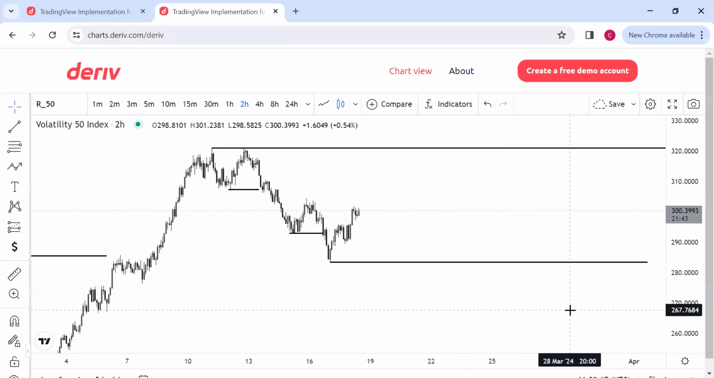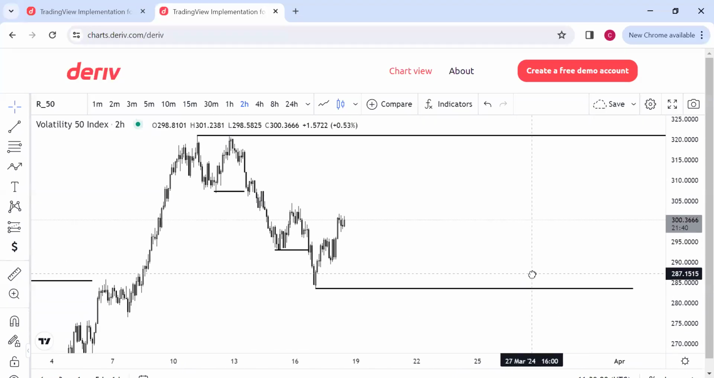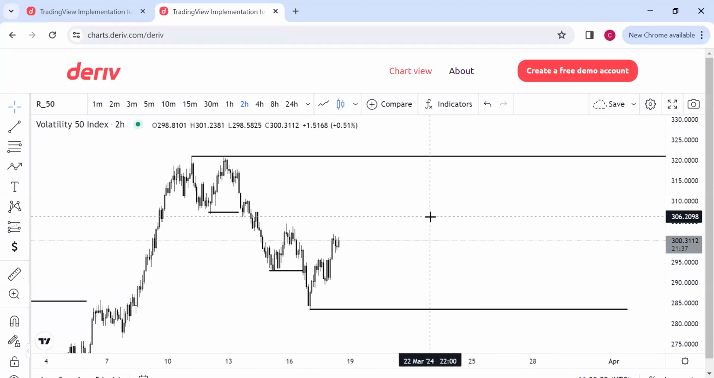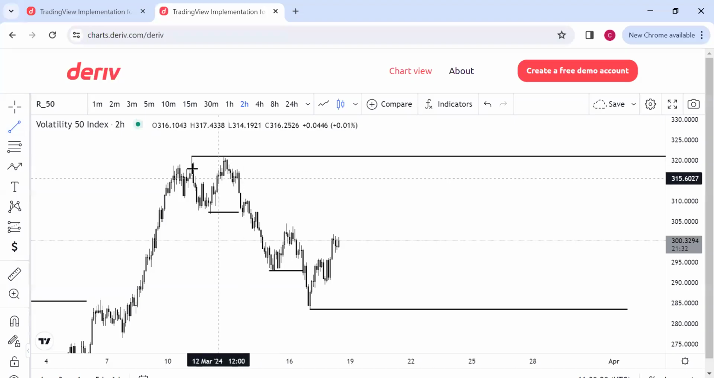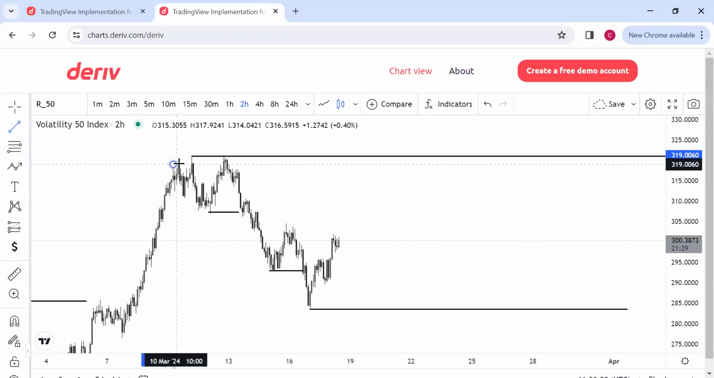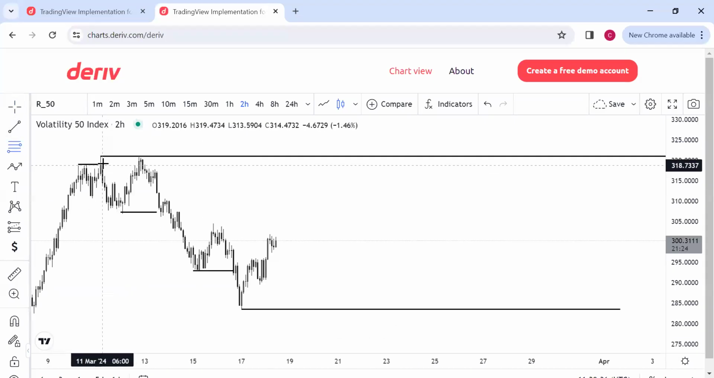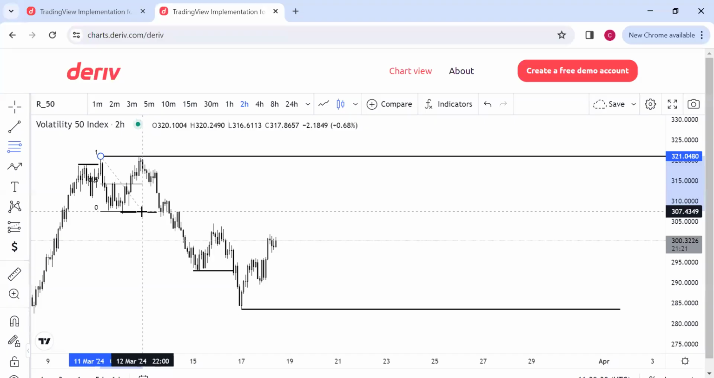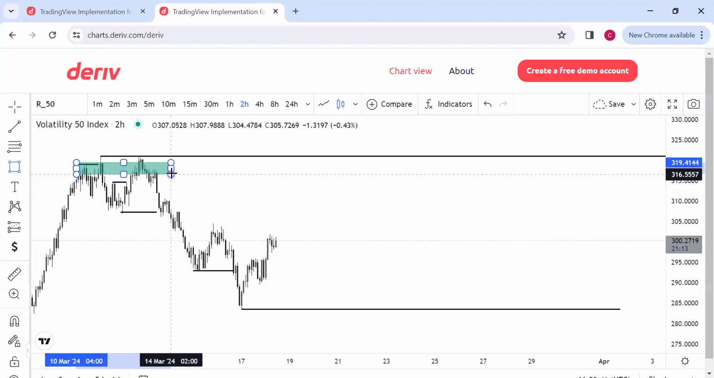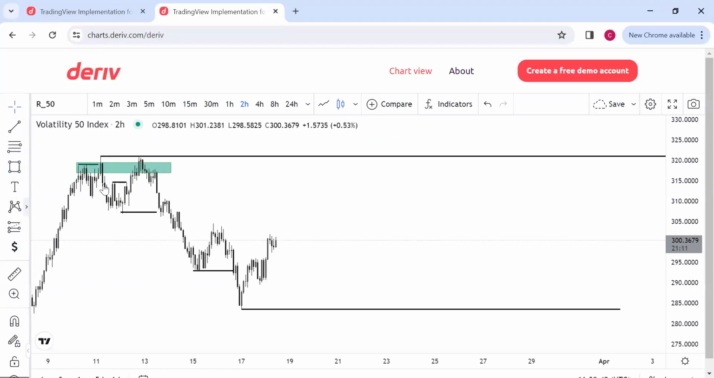We can go back to the start. Okay. Price gave us a sweep of liquidity here. Let's see if this is a 50% retracement. All right, price gave us a 50% retracement here. Price respected this, sold off. This was TP. TP was smashed, and then it kept selling. It kept selling.